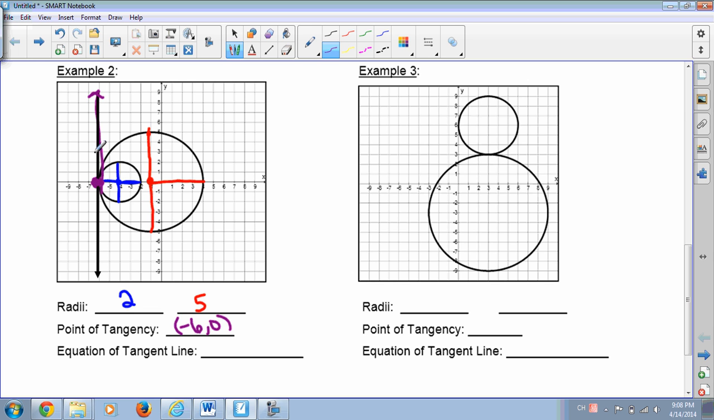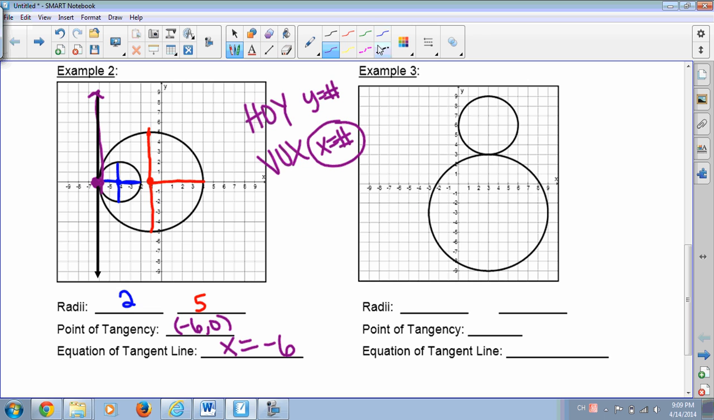Well, vertical lines, if you guys remember, HOY, VUX. Horizontal lines have 0 slopes and y equals a number equation. Vertical lines have undefined slopes with x equals a number equation. Well, since this is a vertical line, our equation is going to look like this. X equals, and what number does it go through on the x-axis? It goes through -6. So our vertical line equation is x equals -6.